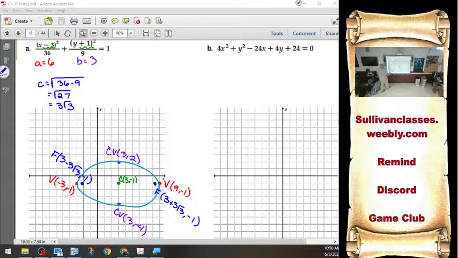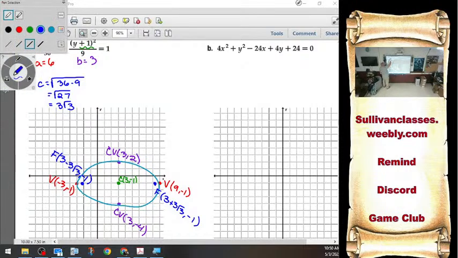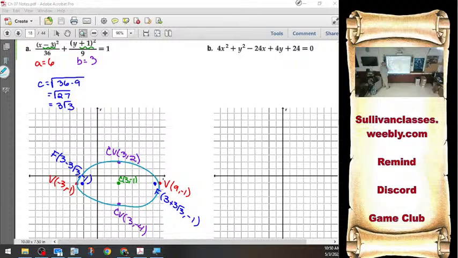Now, someone's going to ask, what about that whole major-minor axis thing? It's used more to create the equation, but the major axis is this line between those two vertices. Well, I go 6 in that direction, then 6 in that direction. I'd say my major axis is 12 units long. I go 3 in that direction, 3 in that direction. I'll say my minor axis is 6 units long. That's like a feature of the graph.